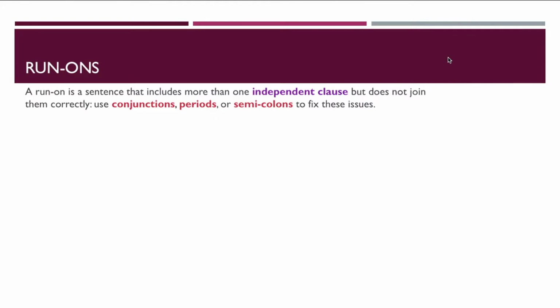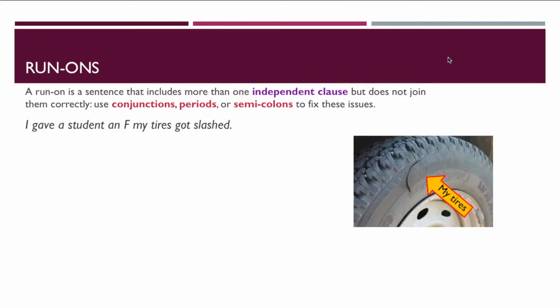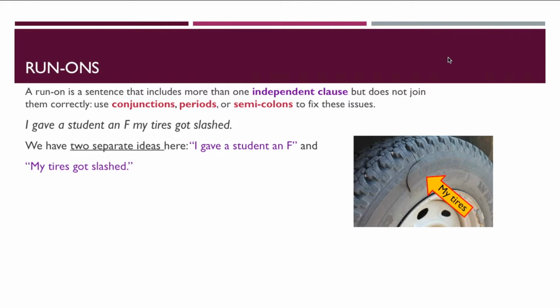Now let's talk about run-ons. A run-on is a sentence that includes more than one independent clause but does not join them correctly. Use conjunctions, periods, or semicolons to fix these issues. Here's an example. I gave a student an F, my tires got slashed. Cold-blooded. We have two separate ideas here.